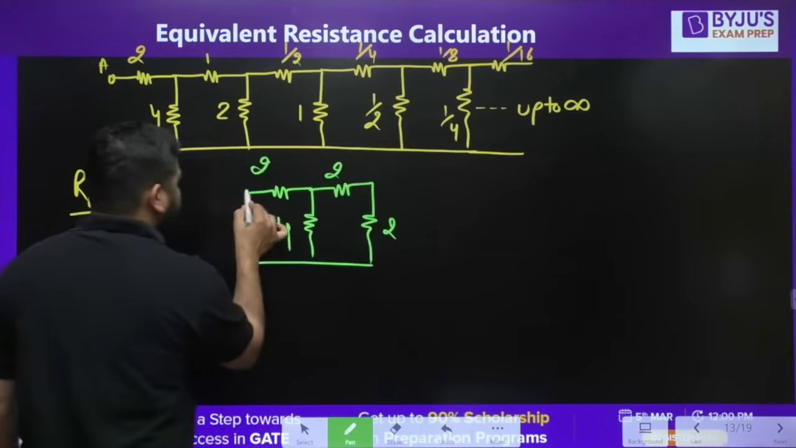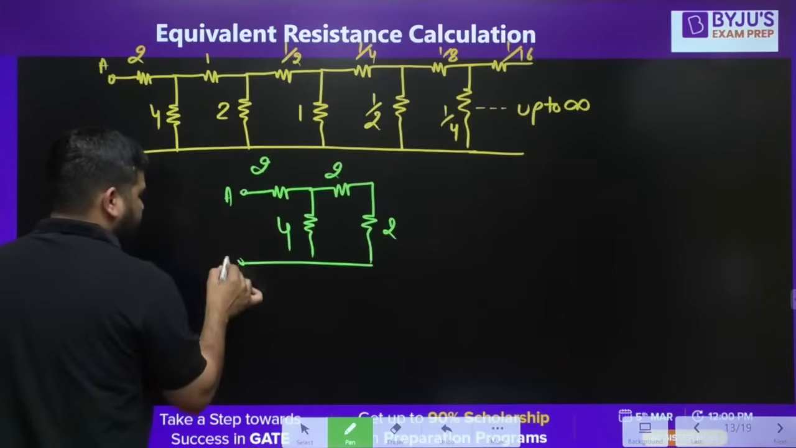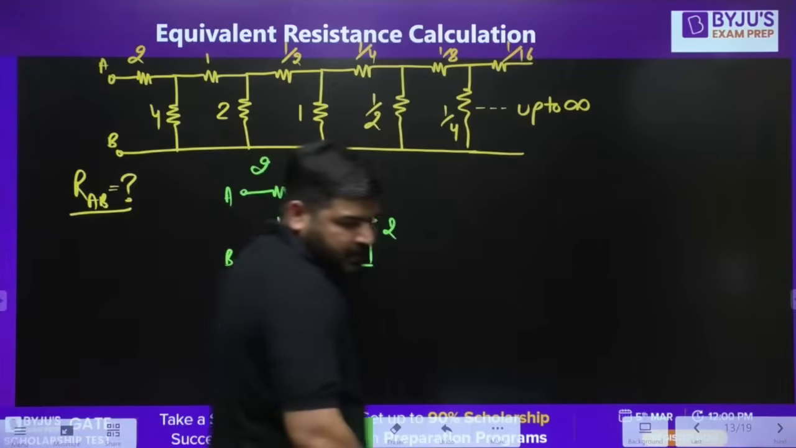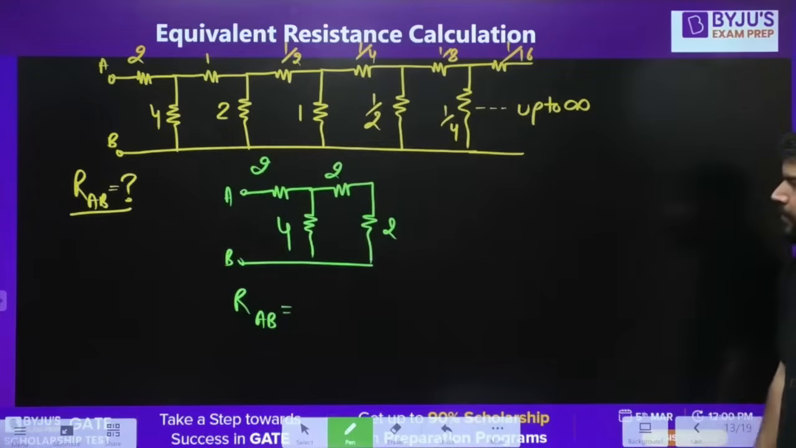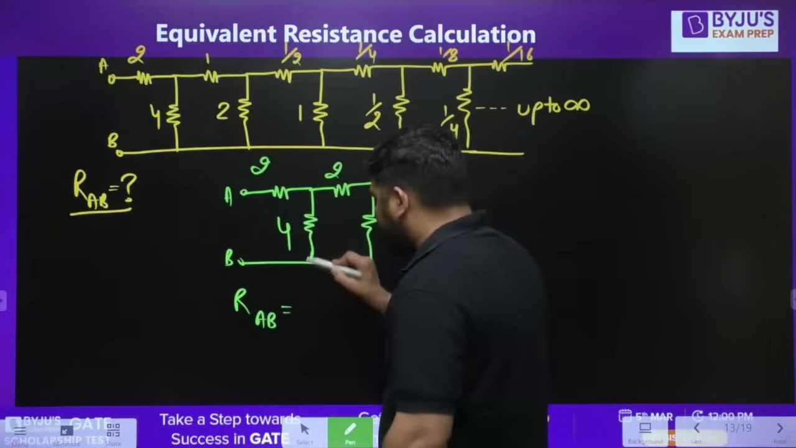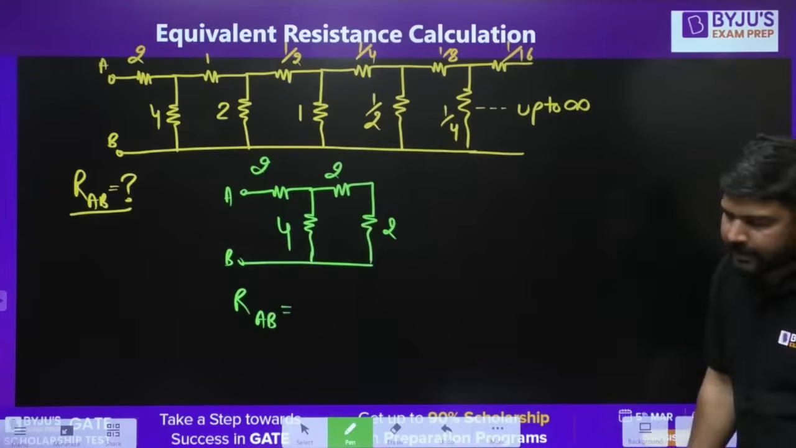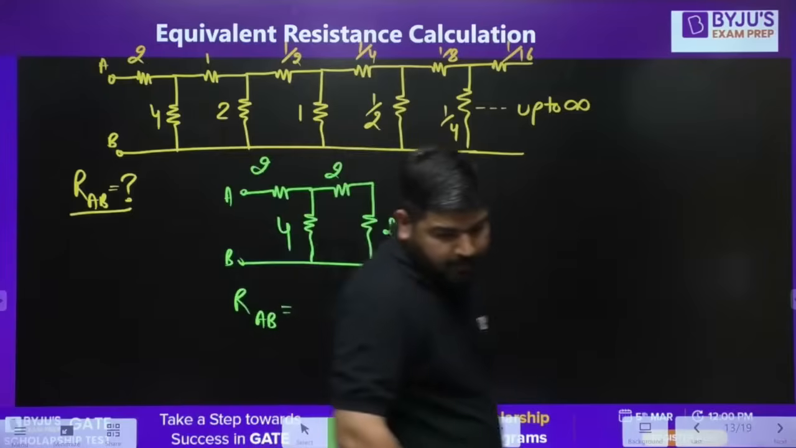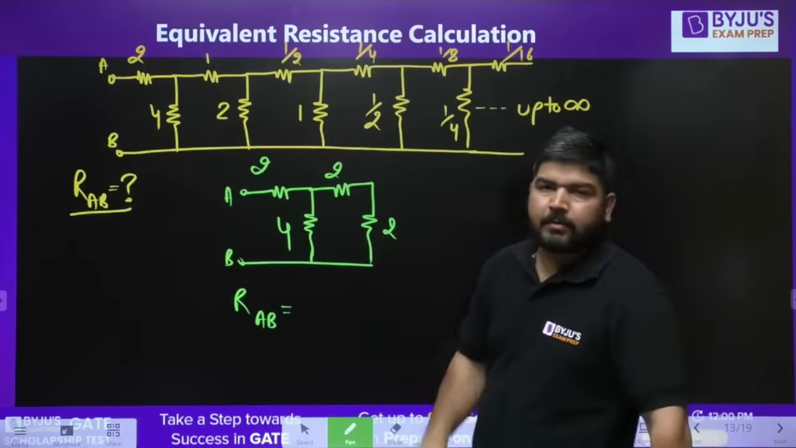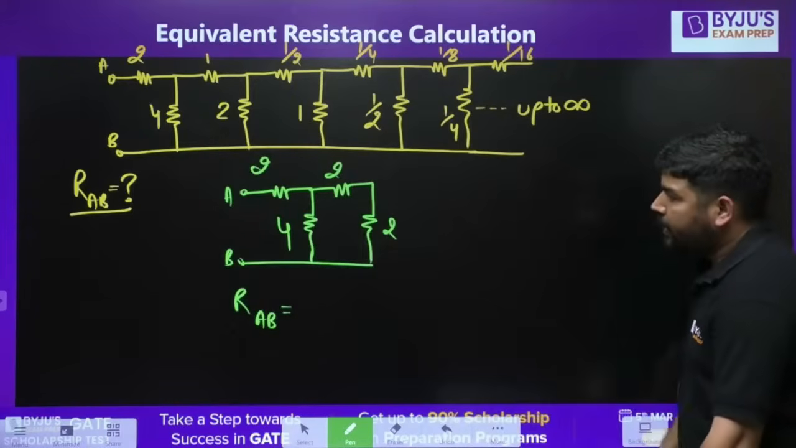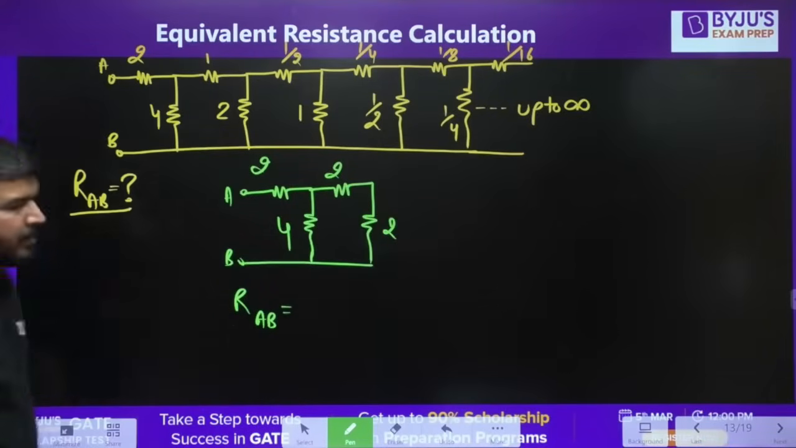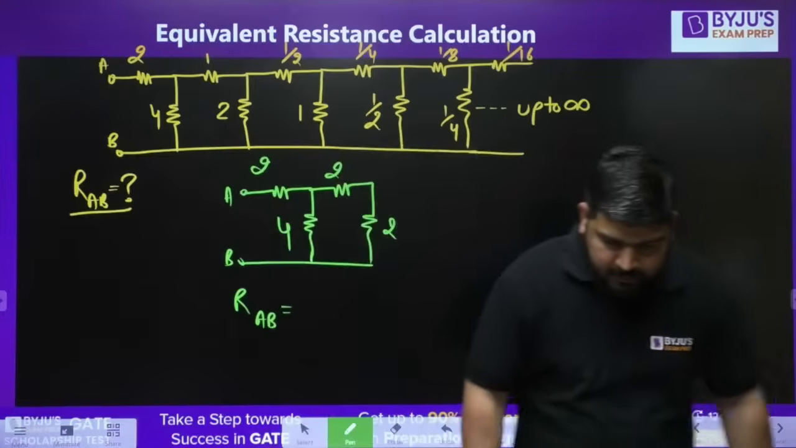Now, can you tell me the equivalent resistance? What is equivalent resistance RAB? Tell me guys, what is the equivalent resistance of this circuit? Do it fast. Let's see how many of you can solve it.